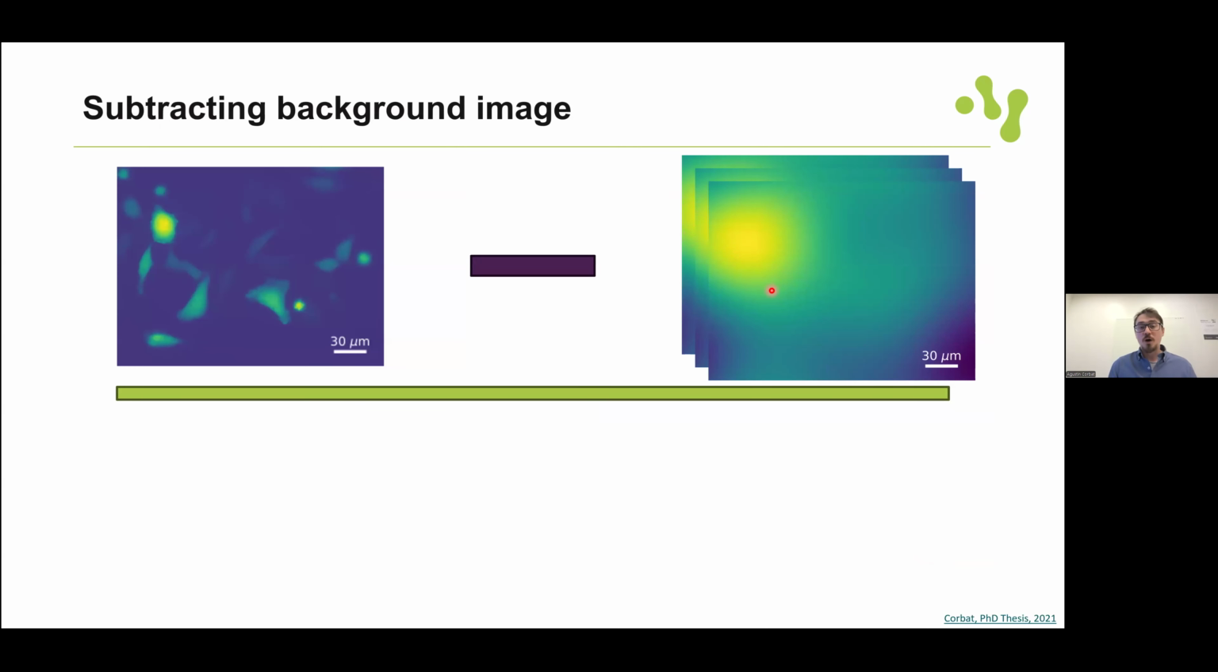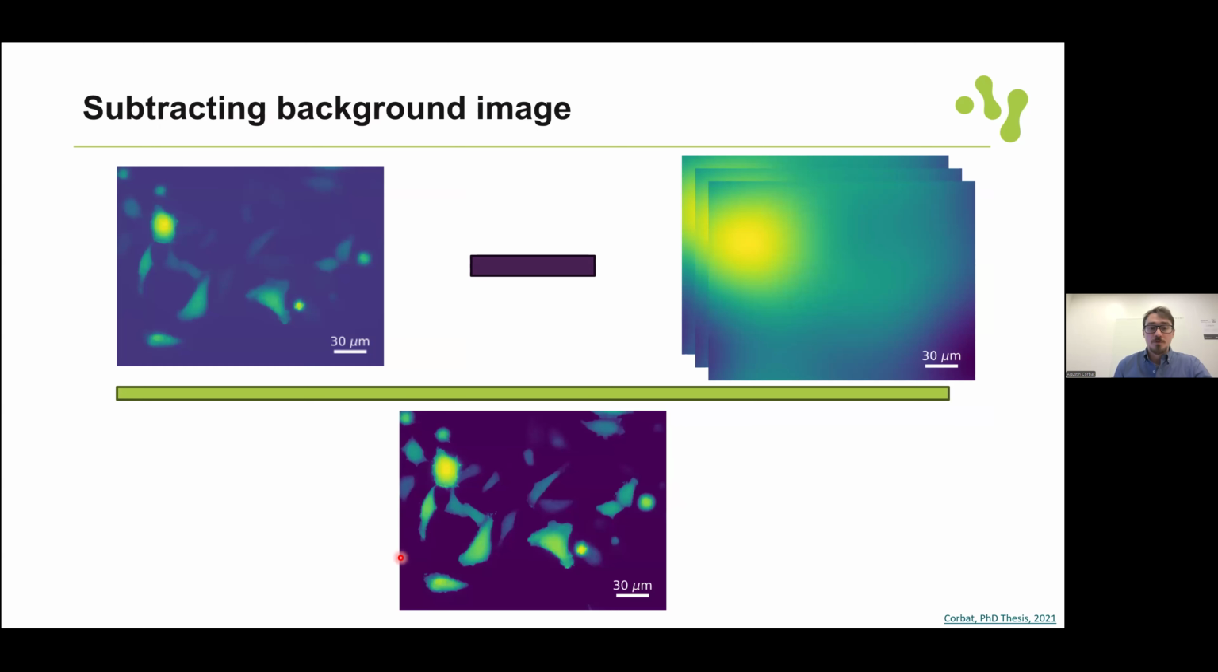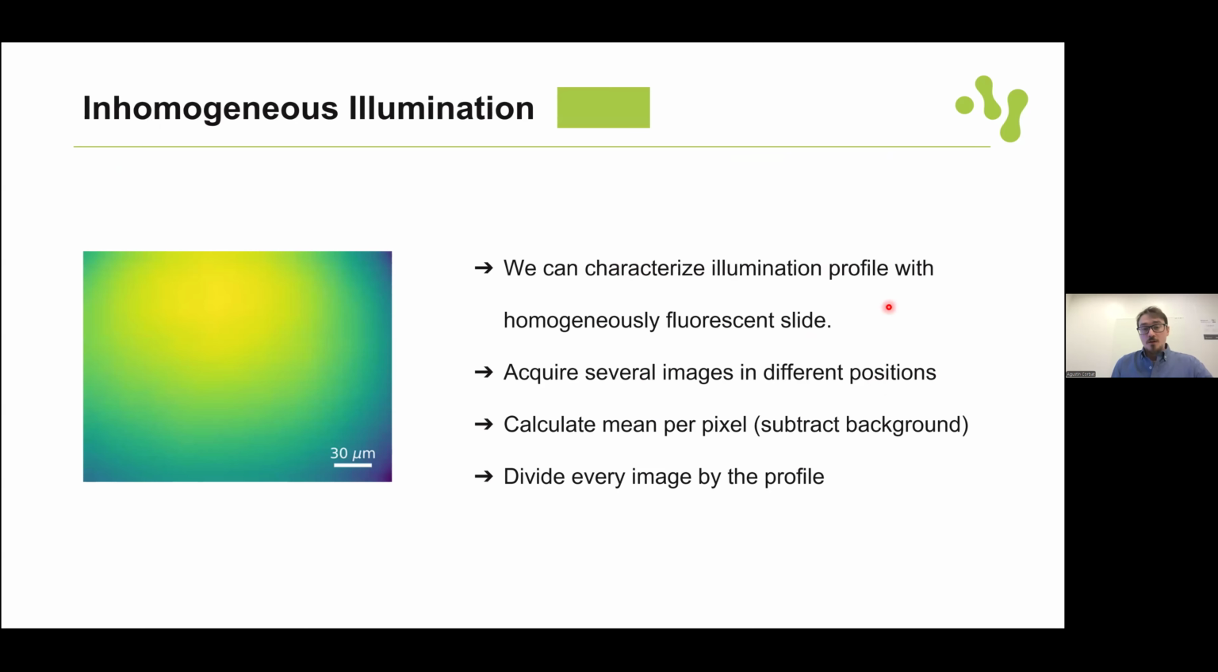Or we acquired several different images of the background. The first thing we will do is estimate, per pixel, the median or the mean intensity, so that we end up with a single background image. That background image is going to be subtracted from the image we acquired, and we end up with the image without background. So this is another way of doing it. It requires you to characterize your microscope better.